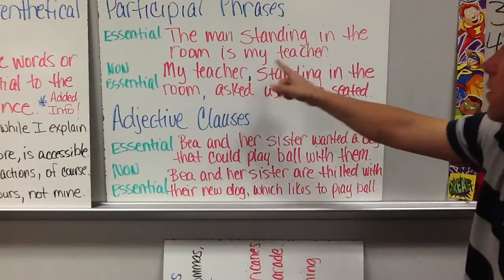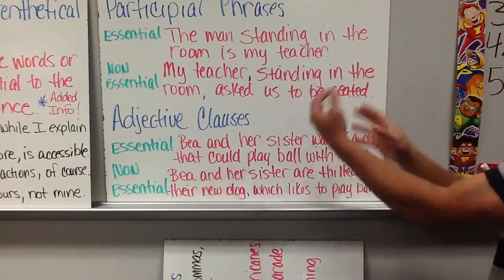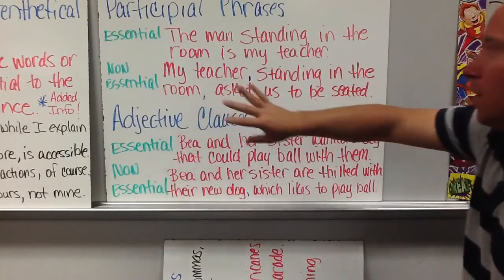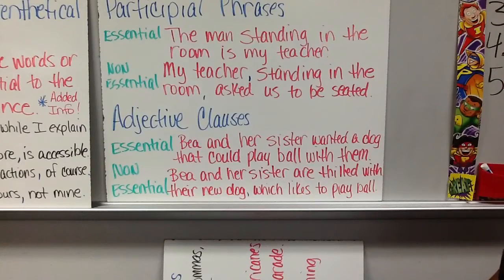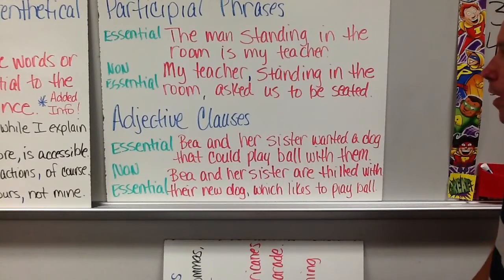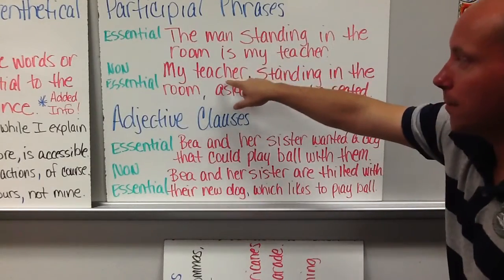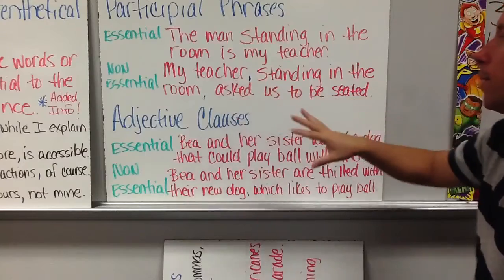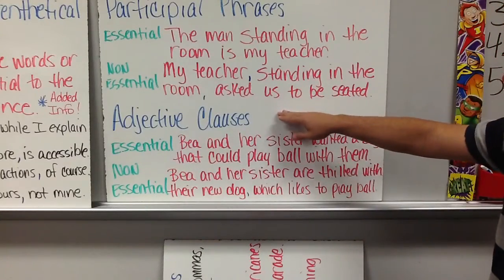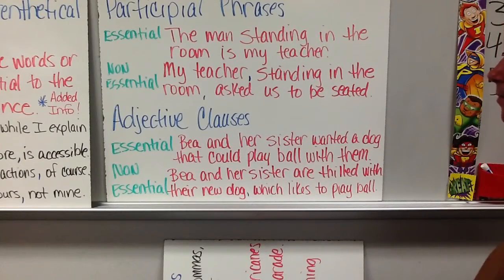But my teacher, standing in the room, asked us to be seated. Now, I've only really just changed the order of that a little bit, but I've changed it in a way that standing in the room is now non-essential information. My teacher asked us to be seated. Well, that would still make sense, and it would be a complete thought. And then standing in the room kind of gives us more information about the teacher, like an adjective would, but it's not required information. Same thing with an adjective clause. It's going to do the same thing, except it's going to be a whole clause instead of just a phrase.